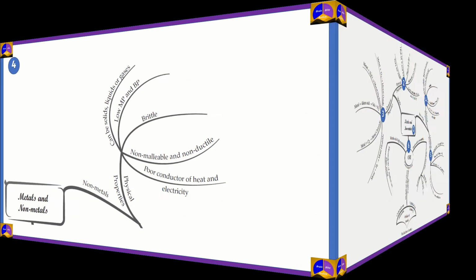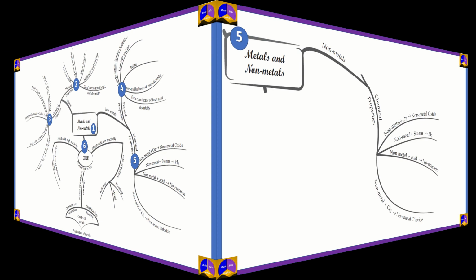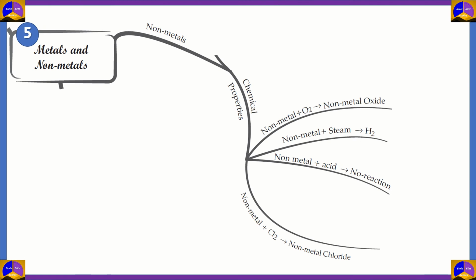So, we've looked at nonmetals and their physical properties, but what about chemical properties? How do they react with metals and other reactants? If you were to react nonmetals with oxygen, they do form nonmetal oxides. These oxides are usually acidic or neutral, and an example for this is the formation of sulfur dioxide: S + O2 gives you SO2.